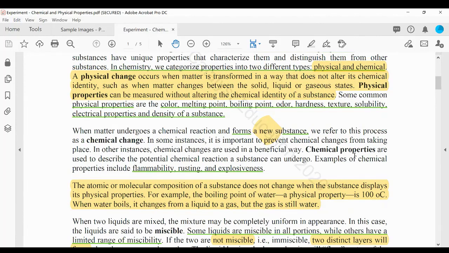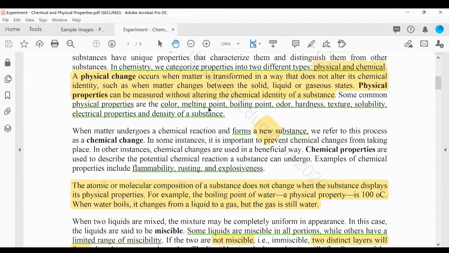For example, color. Look at the color. I can tell which color a substance is without changing its identity. Here are some examples: color, melting point, boiling point, odor, hardness, texture, solubility, electrical properties, density of a substance. All those are physical properties of a substance.